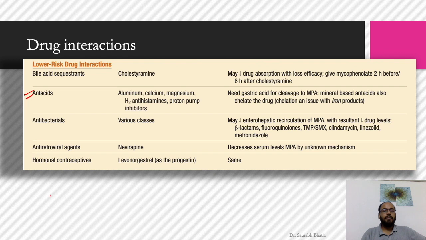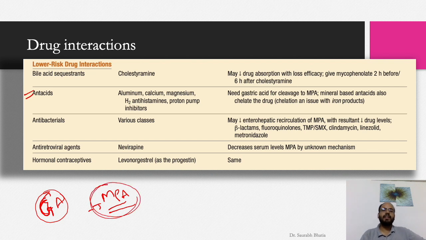Antacids. Now, MMF requires gastric acid for proper conversion to mycophenolic acid. So, if gastric acid is neutralized by using various antacids, this conversion doesn't take place. And remember that this is the active moiety. So, we need proper conversion from MMF to MPA.